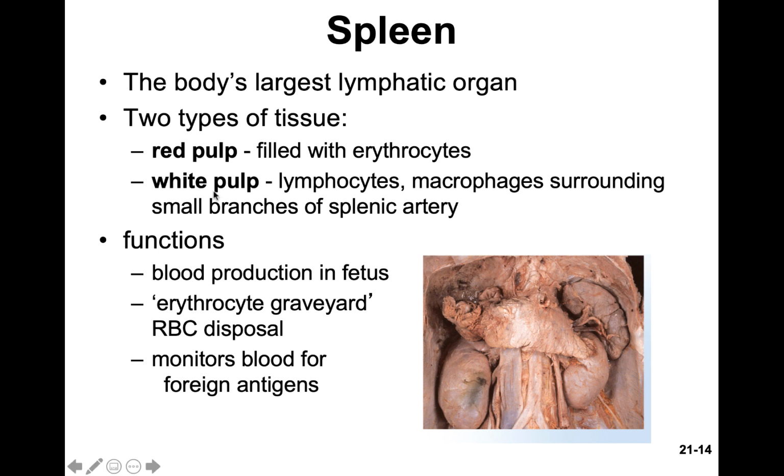The white pulp is considered white, although in real life it's not white. It's a much lighter pink color. And it's made up of lymphocytes, macrophages, and this is where we house the T and B cells. So the spleen is dual function. It has to do with erythrocytes as well as leukocytes, your white blood cells.